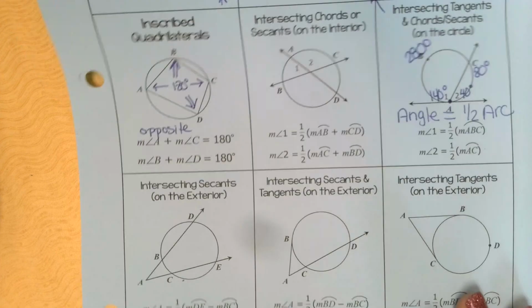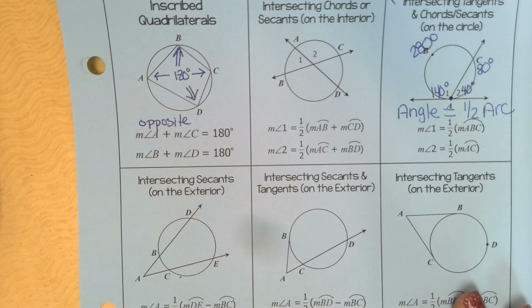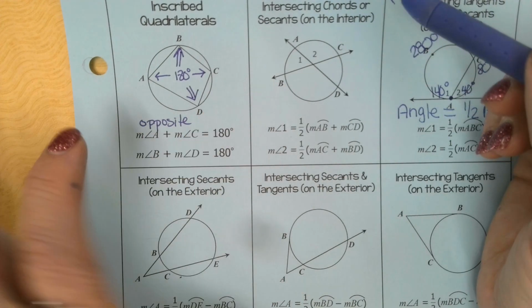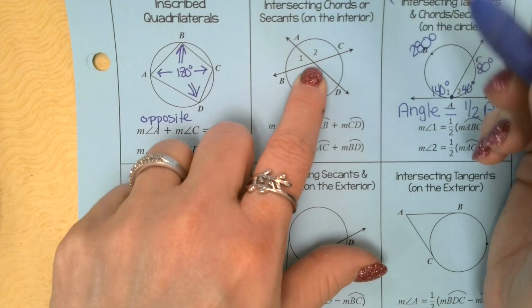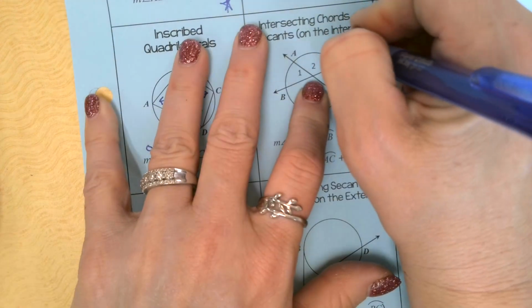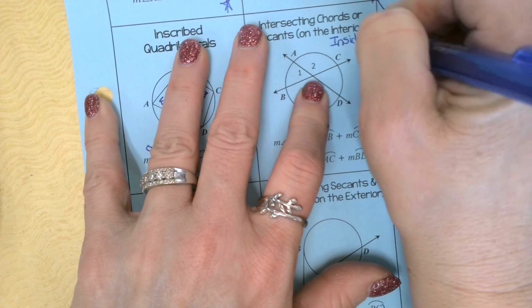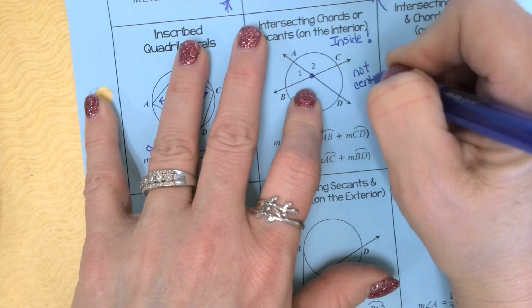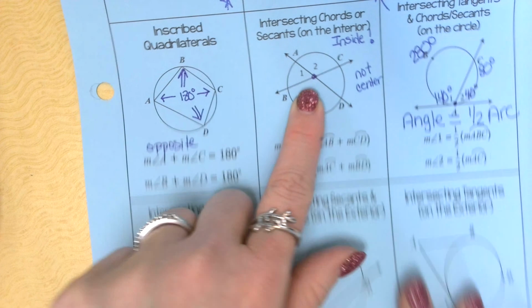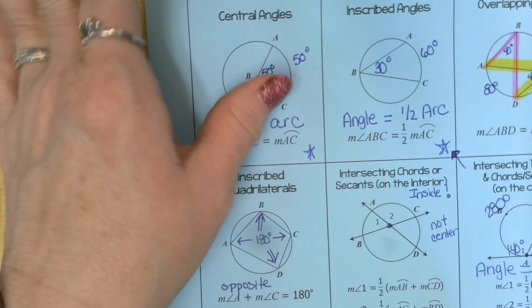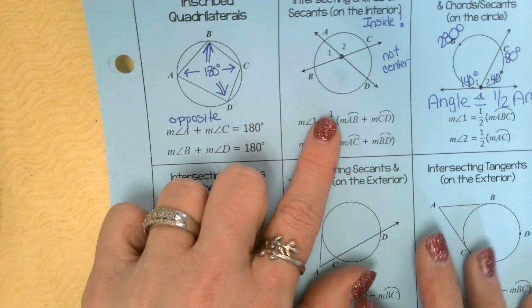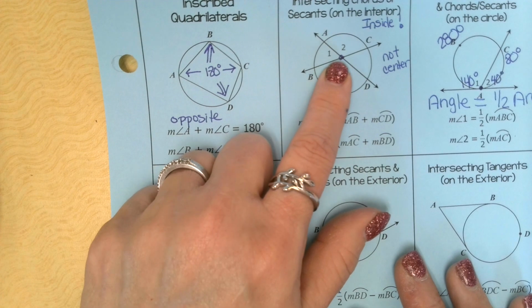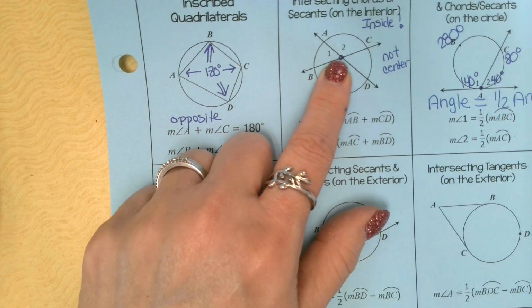Okay, so now we have the ones where we have to do some calculations. So this one here is the intersecting chord. This is when you have them intersecting on the inside. So let's put inside. This point is not the center. If it were the center, we would be looking at this. So these are not the center. The angles are not going to equal the arc. So when the two chords or secants or whatever are intersecting inside, it's like an average.